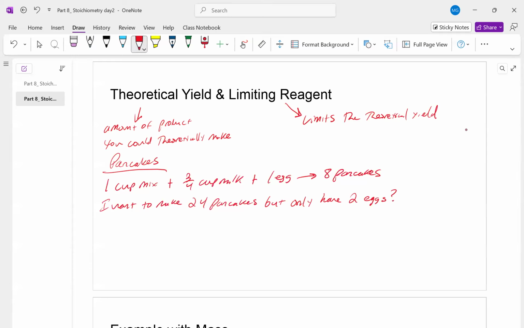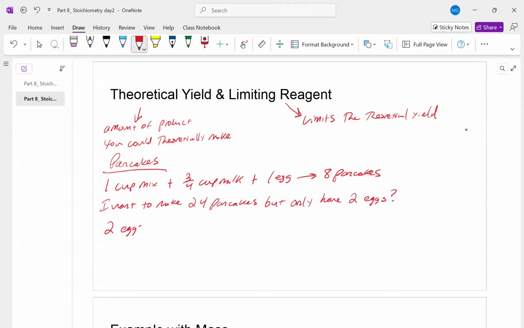And that might work in the kitchen, but in the lab, we can't really just randomly grab another reactant without changing the whole reaction. So what happens if one of my reagents doesn't fit the ratios that I need to have? Because I could have an infinite supply of pancake mix and of milk, but with only 2 eggs, how many pancakes can I make?